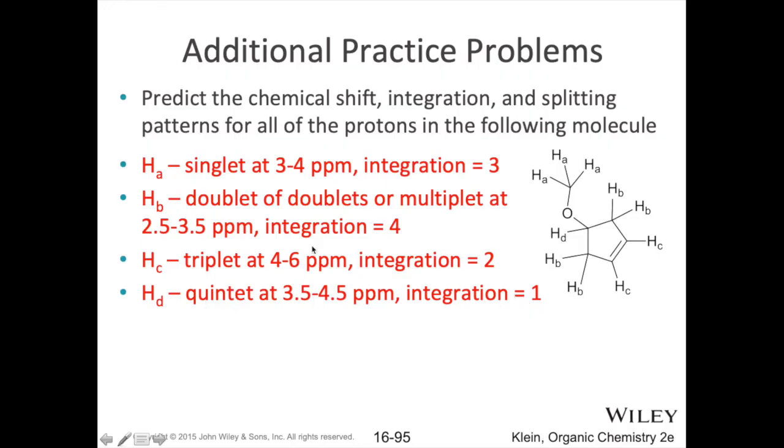In terms of the chemical shifts for all of these, hydrogen C is pretty far downfield because it's attached to this alkene. Hydrogen D is decently downfield as well due to its close proximity to that oxygen.